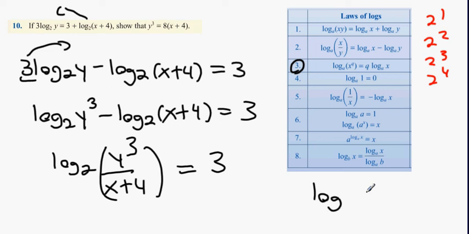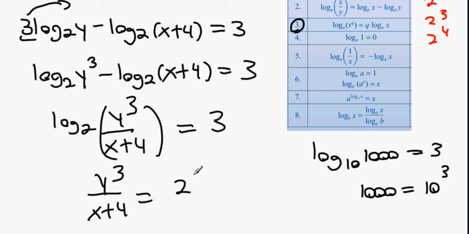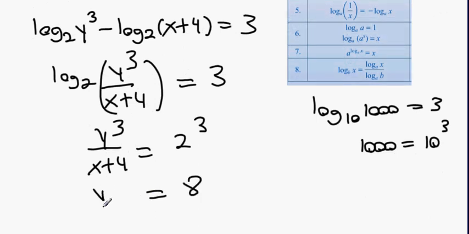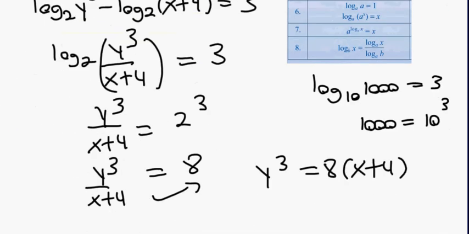If I was to write down something really easy, and we've done this already, if I was to tell you log 1000 to the base 10 is 3, what you'd then tell me is, if you want to get rid of that log, 1000 equals 10 to the power of 3. Let's do the same thing here. Y cubed over x plus 4 must equal 2 to the power of 3. What's 2 to the power of 3? 8. And then bring up the x plus 4 and we have our proof, don't we? y cubed equals 8 times x plus 4. Is that what I was asked for? It is. Okay, guys.